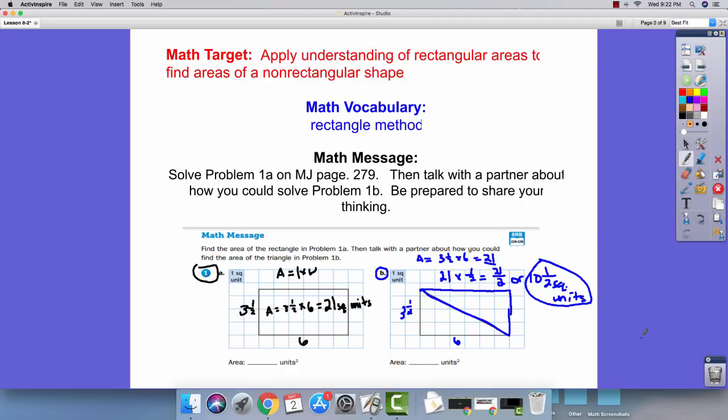So one way to find the area of a triangle, guys, is visualize. Can you make a rectangle anywhere? And if you can, find the area of that rectangle and then divide that area by 2, or find half of the area of the whole rectangle, and that will give you the area of your triangle. Let's do another example.